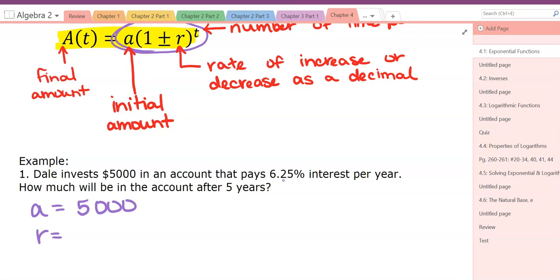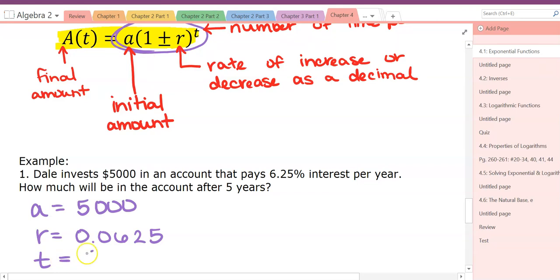Now it says that it pays that much. That means that it's a positive increase here of money returned. So it's not going to be negative. It's going to be a positive decimal. So it's going to be 0.0625. If it had said he was losing money, then we would want to use a negative decimal instead. Okay, and then T would be how much? Good, 5. Okay, so let's go ahead and plug this in.